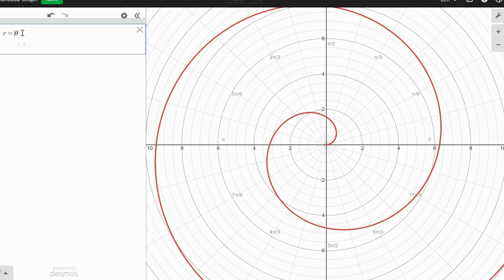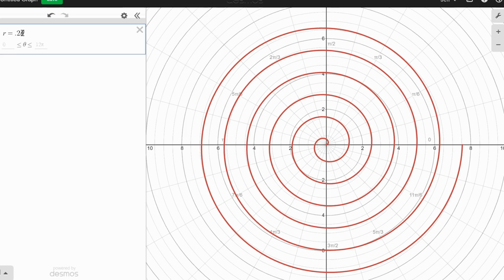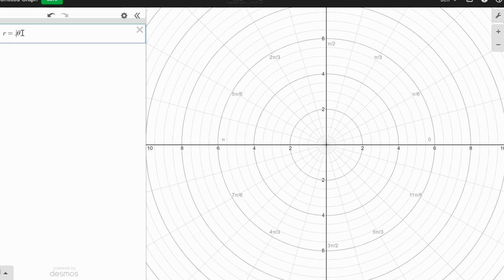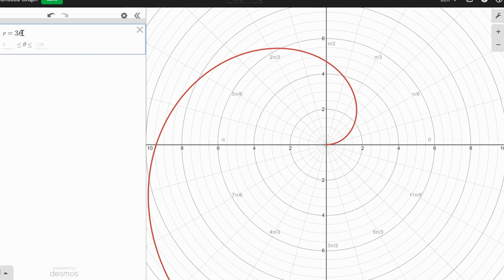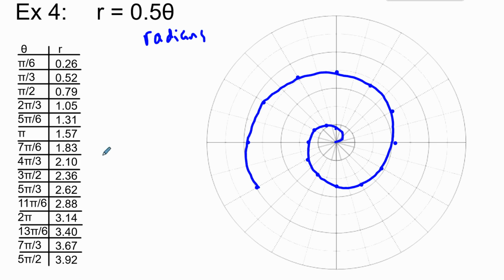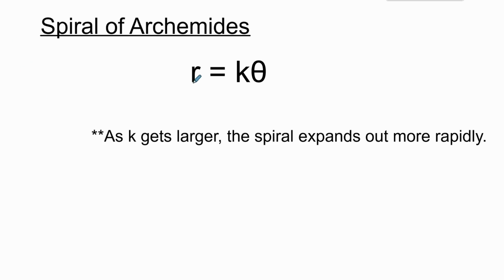If I change that 0.5 to a 1, it's not quite as dense. If I do 0.2, it's going to be a lot more spirally. If I change this to like a 3, it's going to get bigger really rapidly. So that number out in front definitely affects how fast this thing is moving. So this is called a spiral of Archimedes, and these are always in the form r equals k times theta. And as k gets larger, the spiral expands out more rapidly. So anything in this form in polar coordinates is going to look like a spiral named after the great mathematician Archimedes.